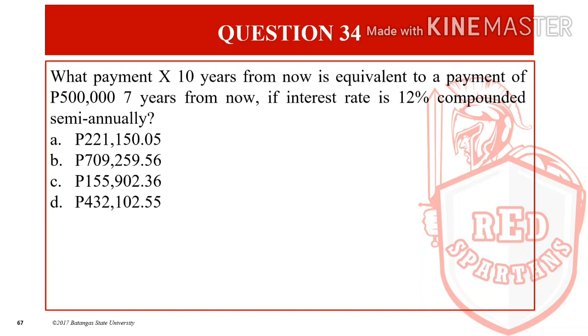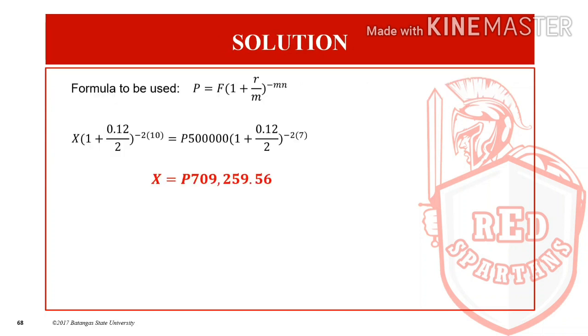Then, question number 34. What payment X 10 years from now is equivalent to a payment of 500,000 7 years from now if interest rate is 12% compounded semi-annually? So, for this question, equal yung ating present value. So, ang gagawin natin, i-equate natin yung F multiply sa 1 plus r over m raised to negative mn, dun sa yung 10 years from now na hinahanap, then yung sa 7 years.